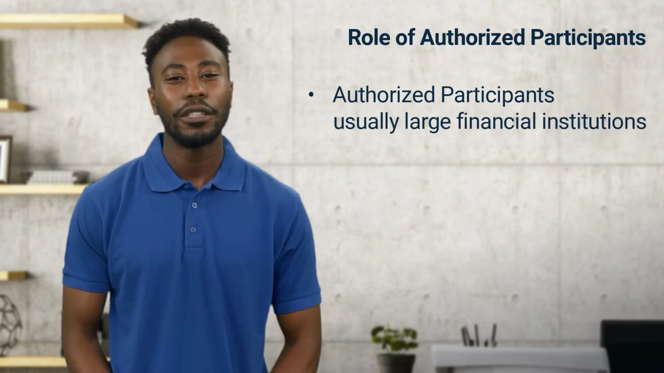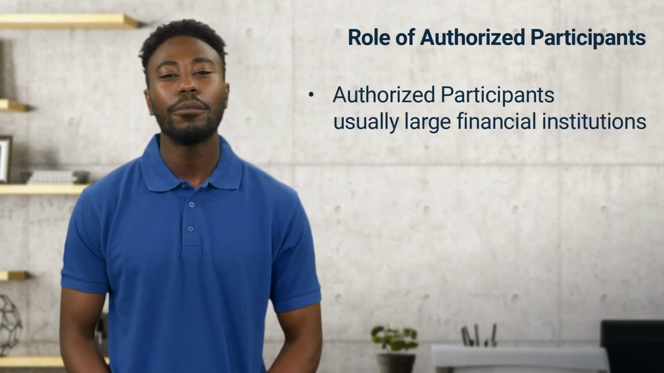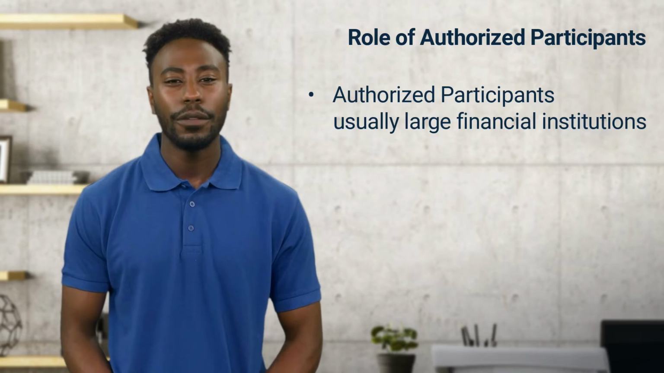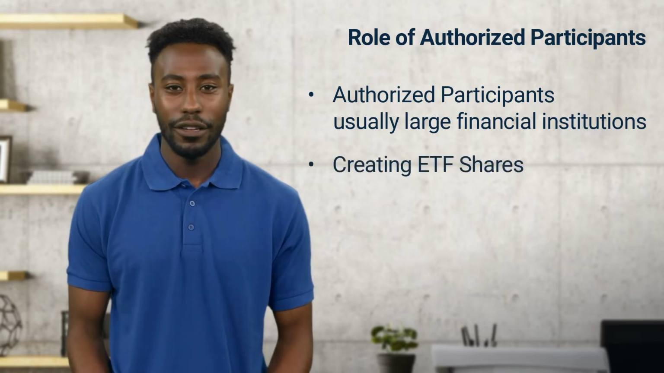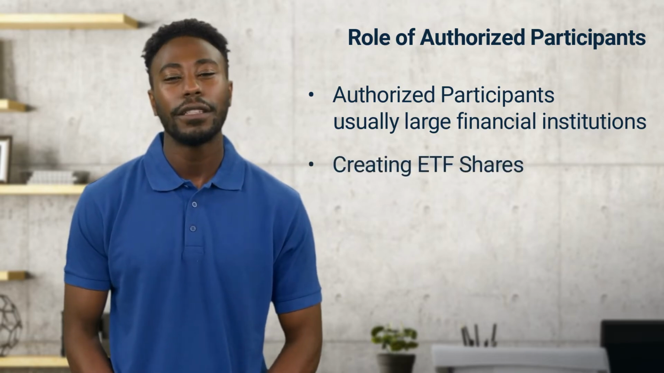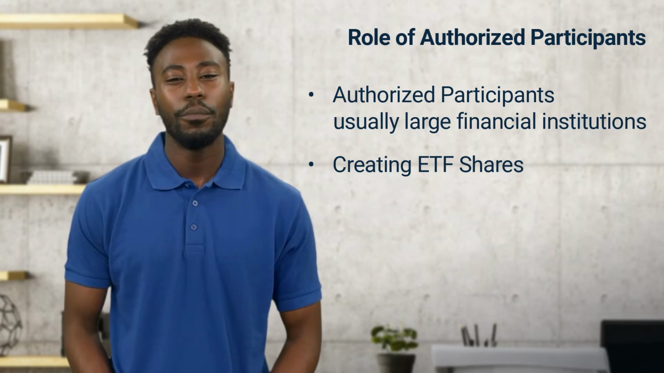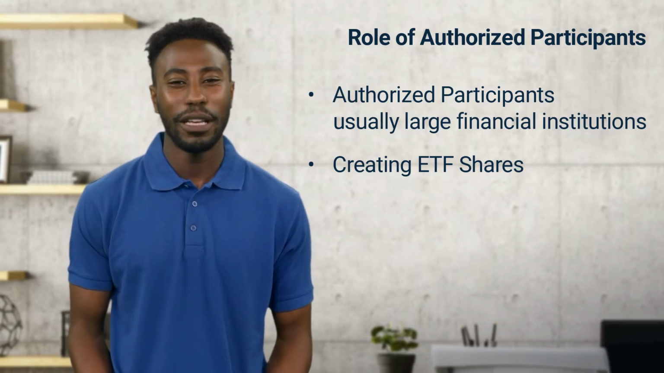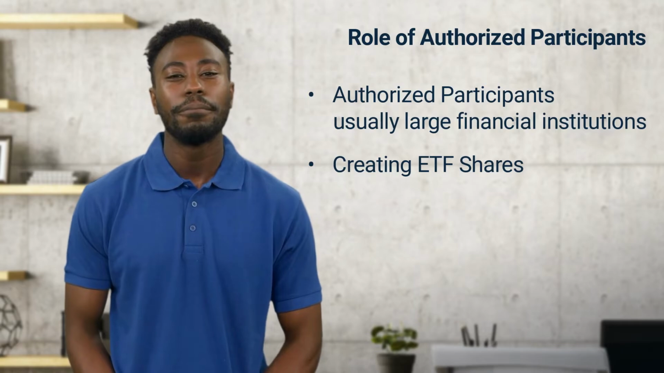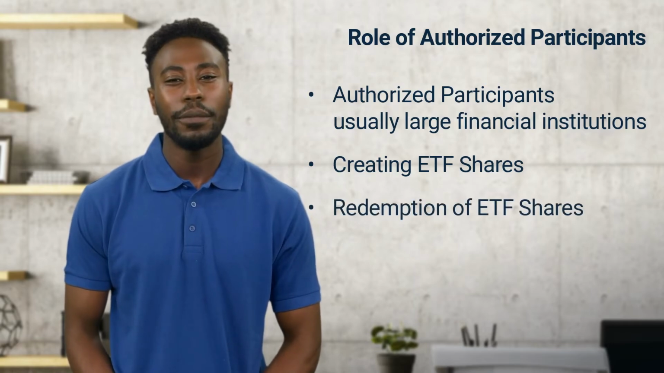In this process, the role of authorized participants, or APs, is crucial. APs are usually large financial institutions that have the financial clout to buy those large baskets of securities. They create new ETF shares by buying up the assets the ETF wants to hold and then delivering them to the ETF provider in exchange for ETF shares. The reverse happens when they want to redeem ETF shares.